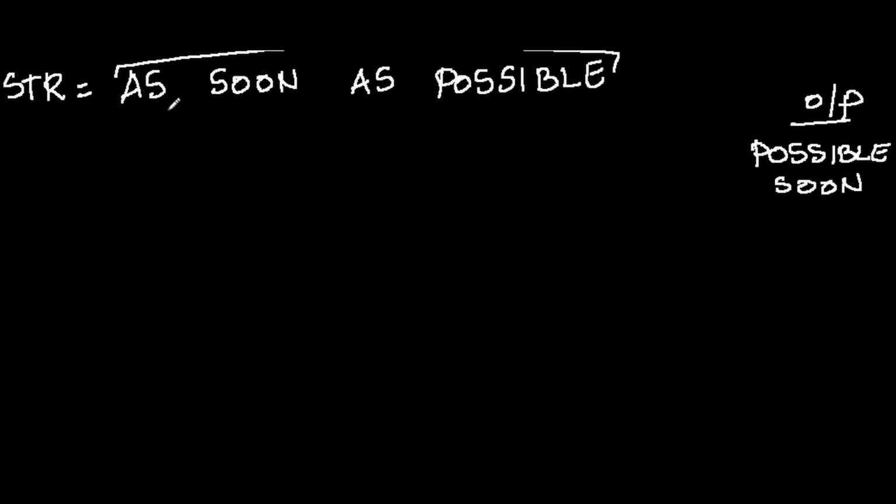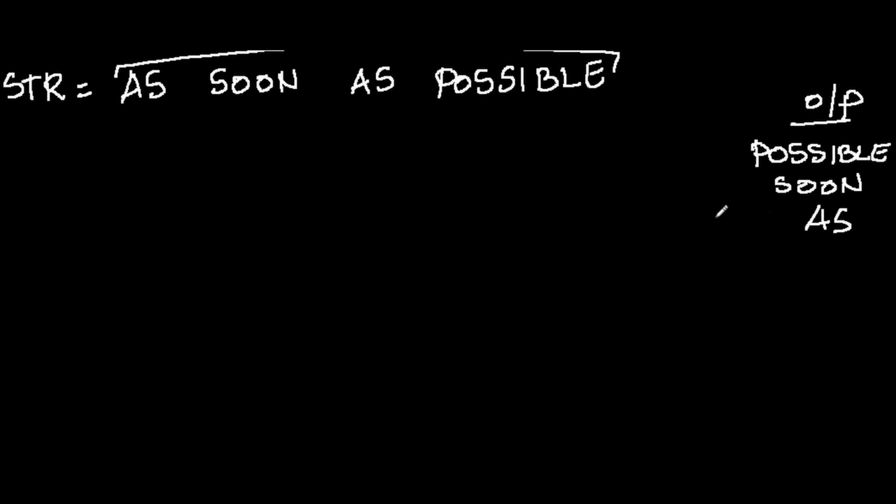And then we have to print the words which are repetitive. That is, the words which are present two or more times have to be printed only once in the output. Here we have AS two times. That has to be printed only once in the output. The order of the output doesn't matter. You can print it in any order.